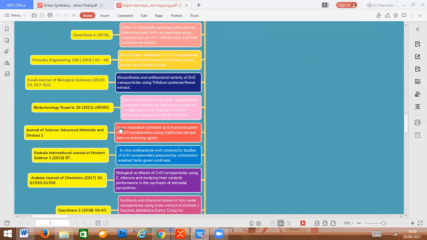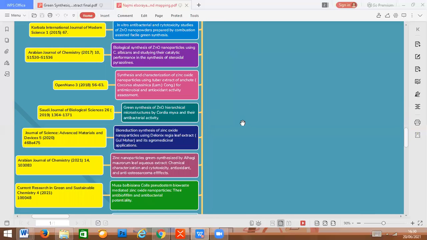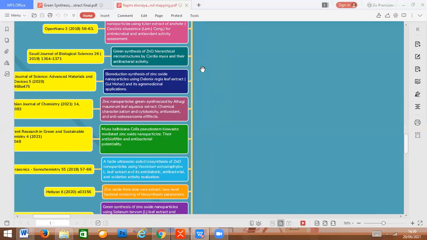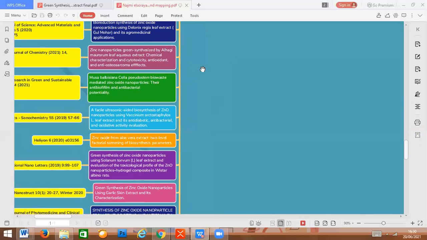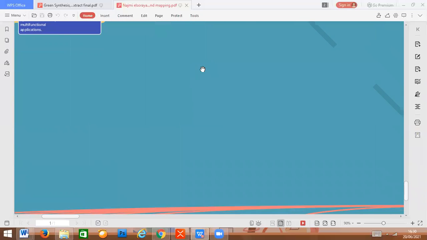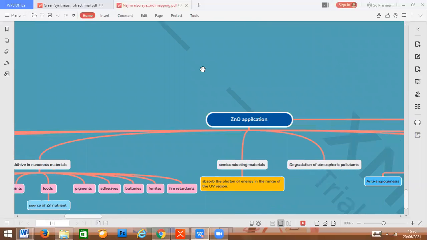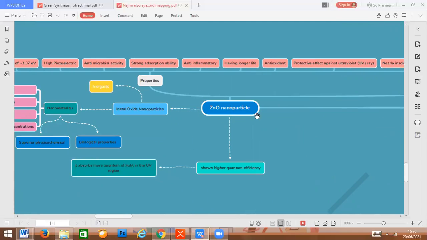This is one of the journals: Green Mediated Synthesis and Characterization of ZnO nanoparticle using Euphorbia jatropha latex as reducing agent. This is the name of the journal, but now I can't explain one by one because there are so many sources that I put here. So we can go to the part on ZnO nanoparticle.